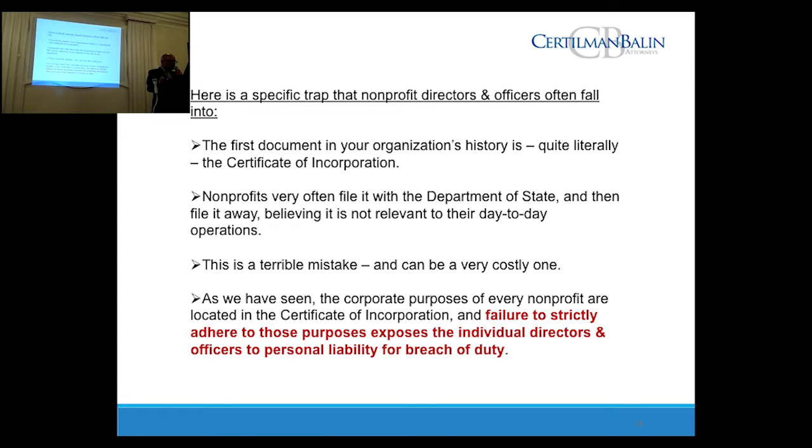And this, in fact, leads to a trap that many nonprofit directors and officers fall victim to. The first document in your organization's history is its certificate of incorporation. Literally, that's the document that begins the corporation's life. Nonprofits very often file the certificate of incorporation with the Department of State and then file it away in a drawer, in a cabinet, on their server. And in fact, this is a very dangerous practice and can be a very costly one. The corporate purposes are in the certificate of incorporation, and failure to strictly adhere to those purposes puts the individual directors and officers at risk for breach of duty and personal liability.